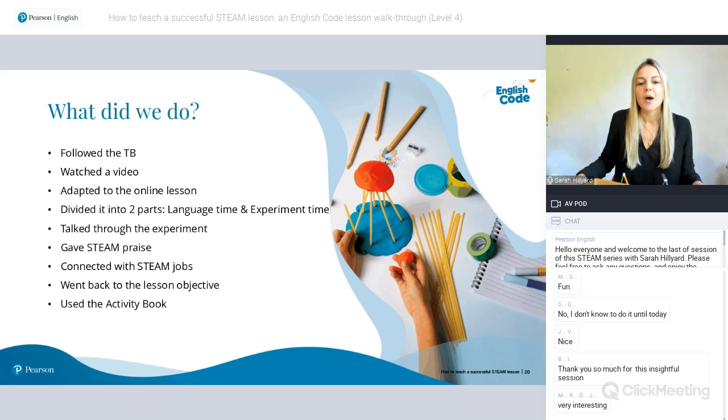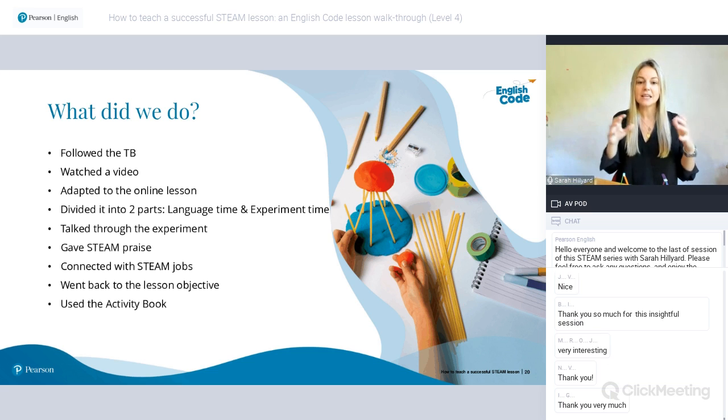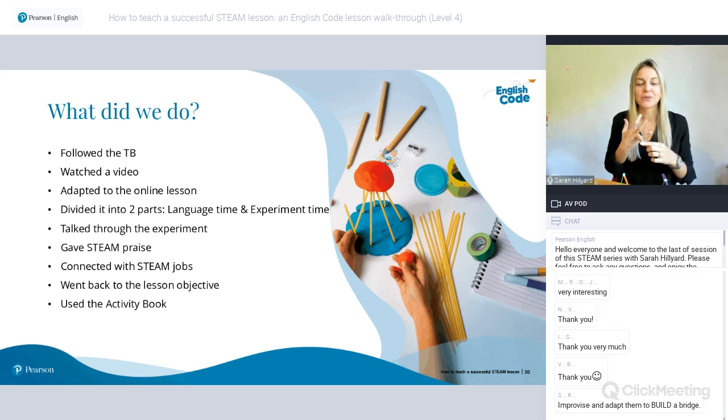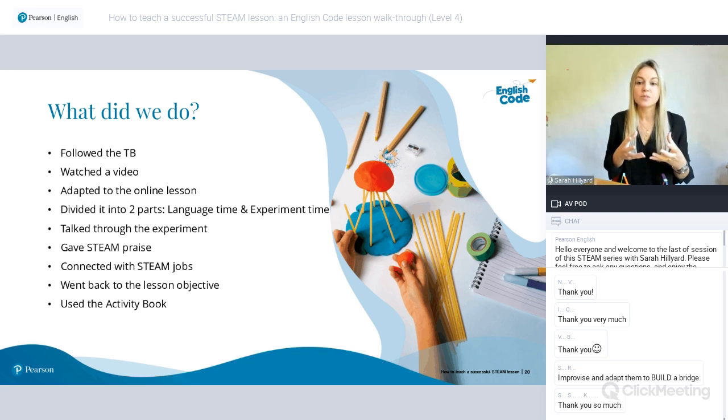Okay. It was divided into two parts. So we had the intro for learners to use the language to get to grips with the topic of bridges. We watched the video. We did some audio, some listening tasks with the audio. And we had a lot of language presentation, language practice, and then comes experiment time.